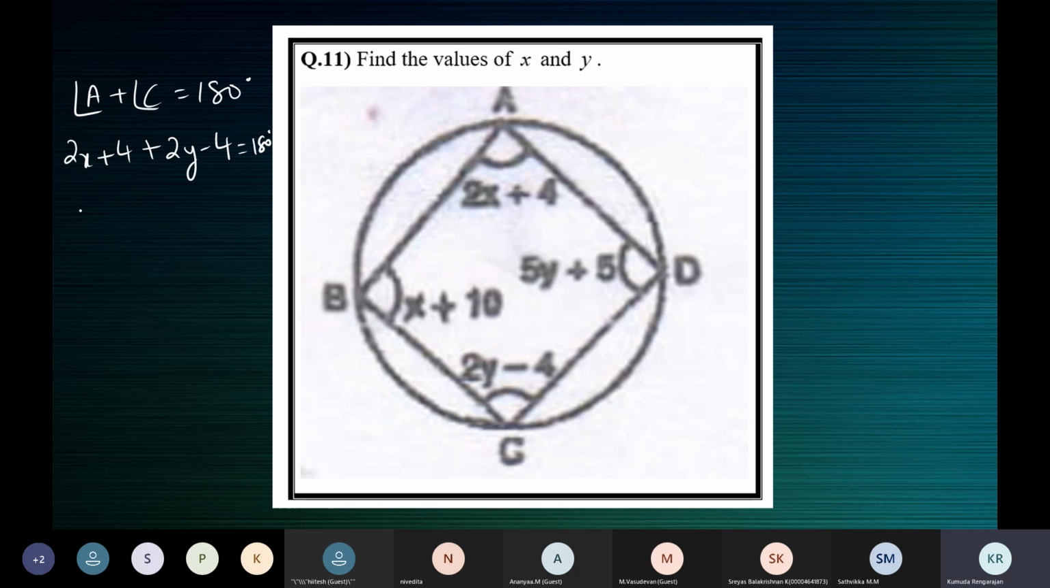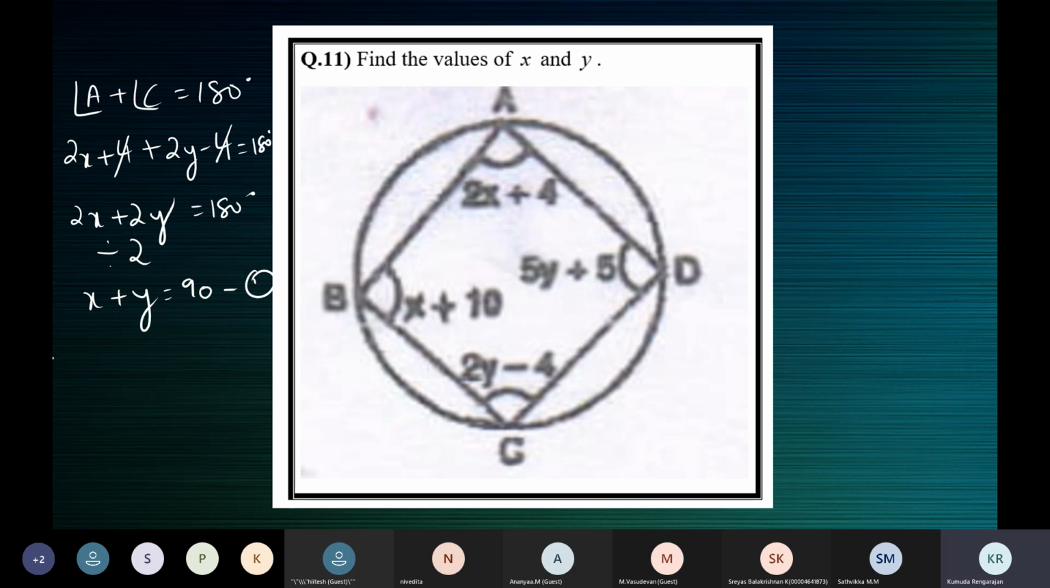This is one equation. So you get 2x plus 2y, because plus 4 minus 4 gets cancelled, is equal to 180. Dividing this equation by 2 throughout, 2x by 2 is x, 2y by 2 is y, and 180 by 2 is 90. So that will give you x plus y is equal to 90. So this is one equation.